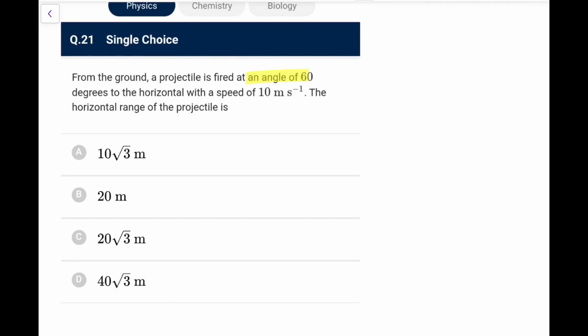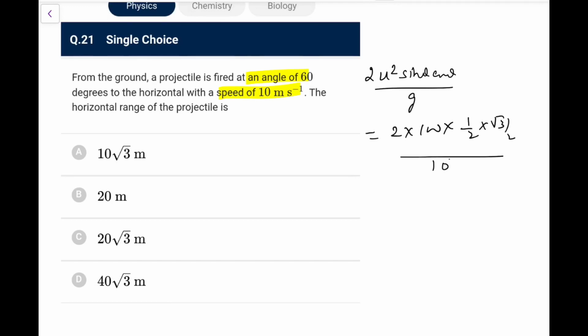From the ground, a projectile is fired at an angle 60 to the horizontal with a speed of 10. The horizontal range would be, so horizontal range you know is 2u square sine theta cos theta by g. So 2 into 100 cos 60 sine 60, sine 60 is root 3 by 2, cos 60 is 1 by 2, divided by 10. So what you are left with, this 2 and 2 goes, this is equal to 5 root 3.